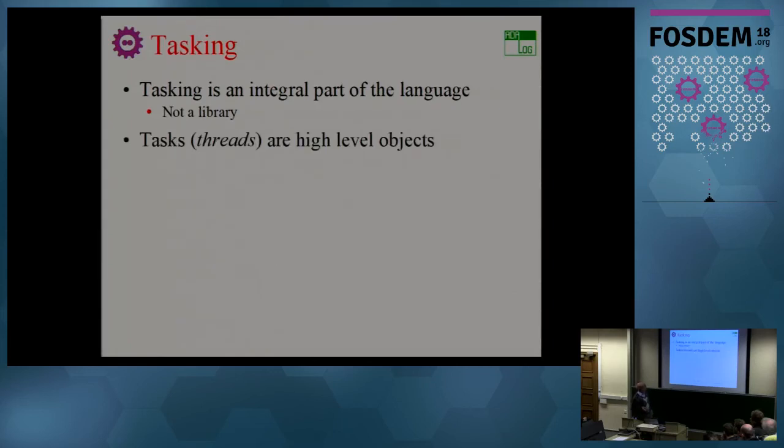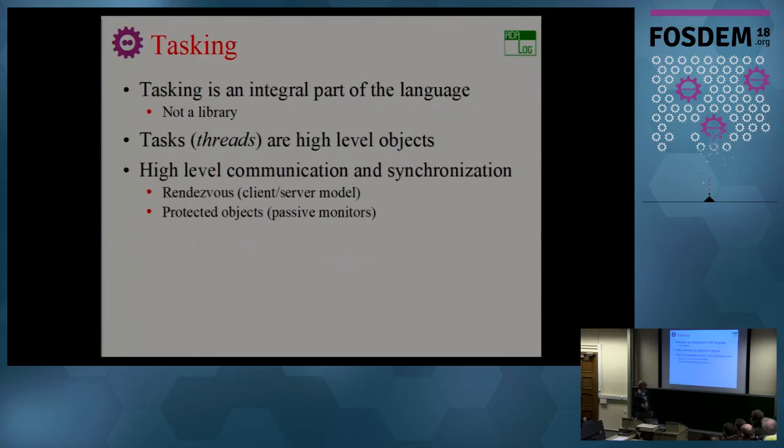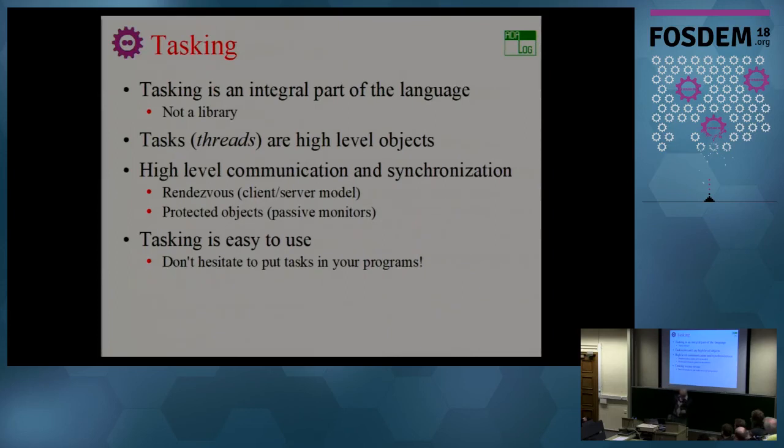Tasking is built into the language, so threads are high-level objects that can be passed to subprograms and things like that. We have ways of communicating, high-level communication through rendezvous between tasks and protected objects. I don't have time to give the details, but tasking is easy to use. That's important. You just declare a task object and you have your task. It starts and finishes as appropriate.